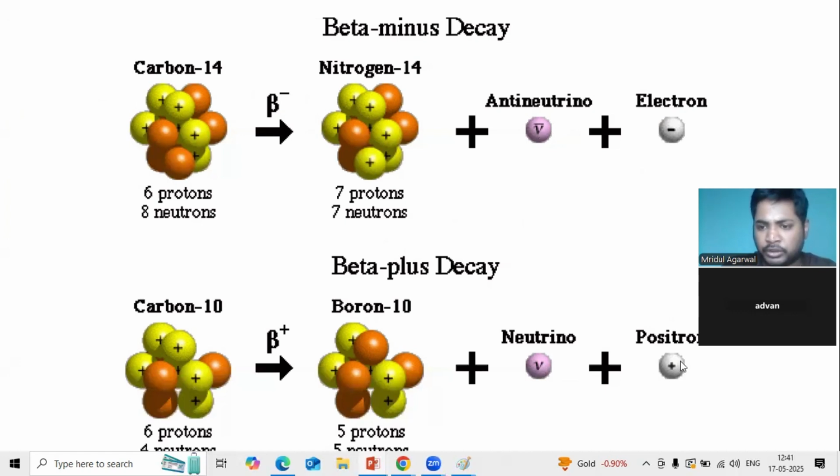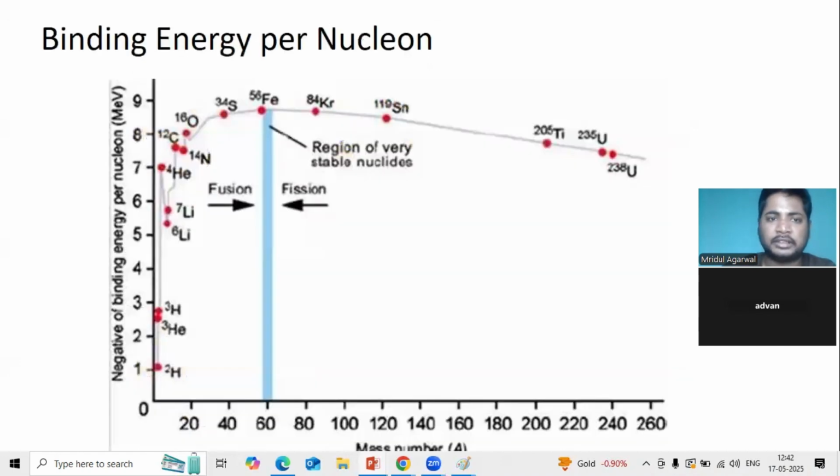And since there is a positron coming out, positive side, what will happen? It will go from 6 protons to 5 protons, because one is already out. Correct? In the other case, what will happen? It will increase by 1, because there is an electron coming out. So you can also write these equations and solve.